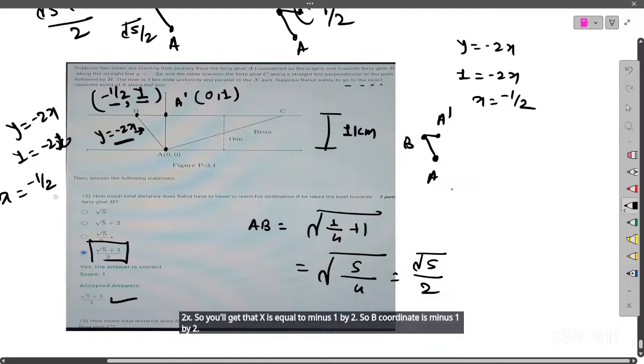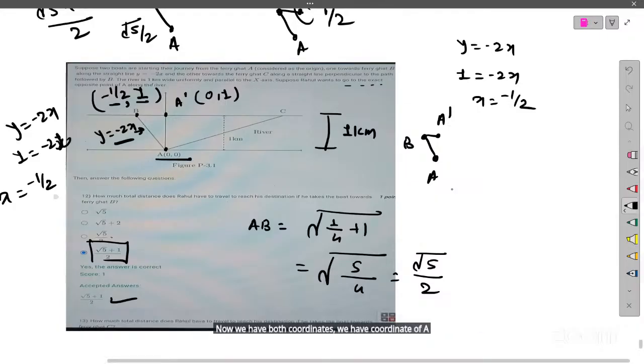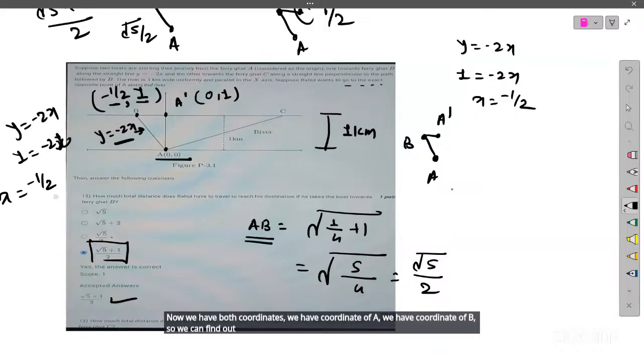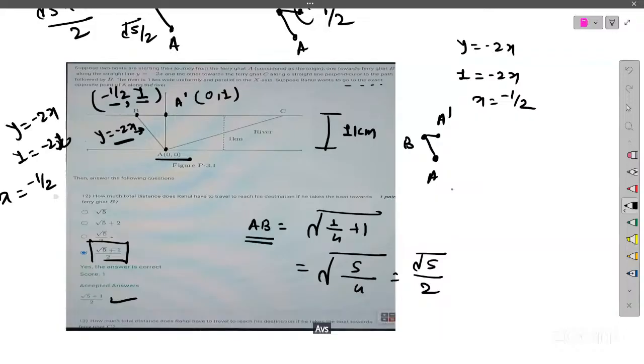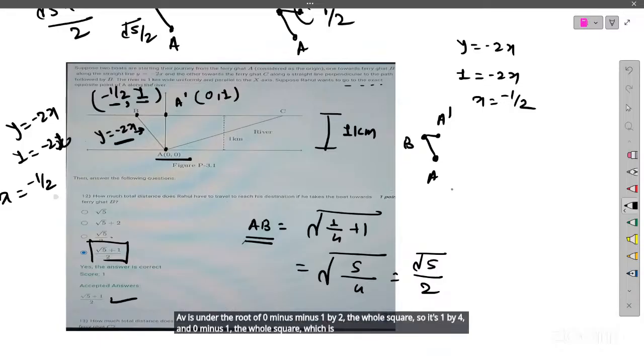Now we have both coordinates. We have the coordinate of A, we have the coordinate of B. So we can find the value of AB. AB is the square root of (0 minus 1/2) the whole squared, so it's 1/4, plus (0 minus 1) the whole squared, which is 1. So the length AB is nothing but root 5 by 2.